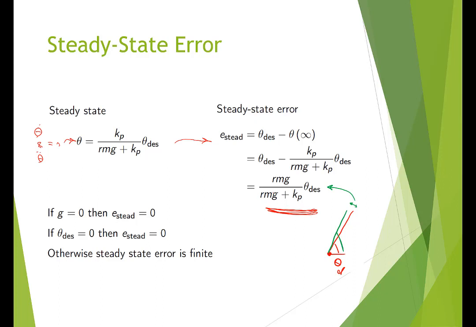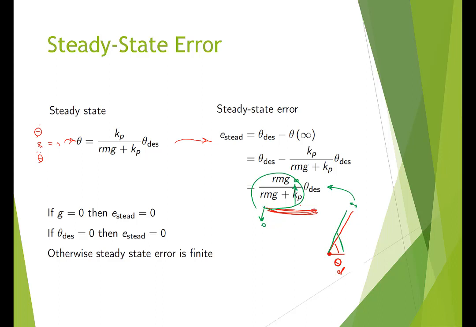If you look at this equation, again, as I said, if we increase Kp toward infinity, this term will go to 0. So the error would be 0. Theta will become equal to theta desired. So by increasing the stiffness of the spring, we can make sure that the pendulum goes to where we wanted it.